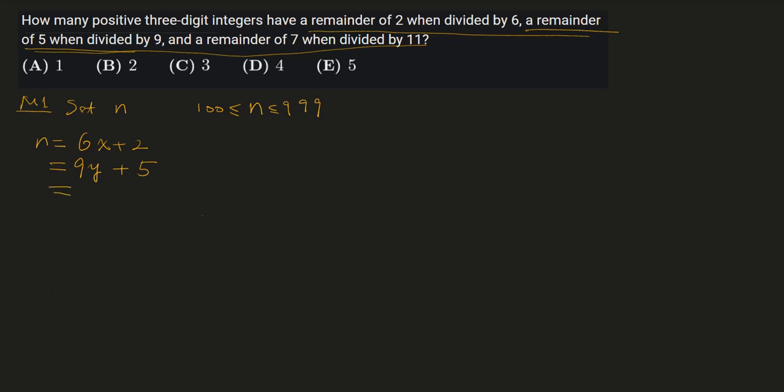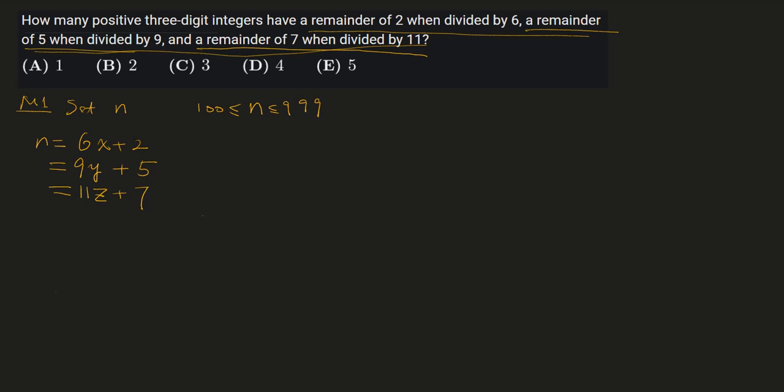Or we can write it in a third way by this third condition, a remainder of 7 when divided by 11. So n can be written as 11z plus 7. Good. And all these variables n, x, y, and z are integers. But x, y, and z are not free variables. They've got to take values within certain bounds. Let's bound these 3 variables first.